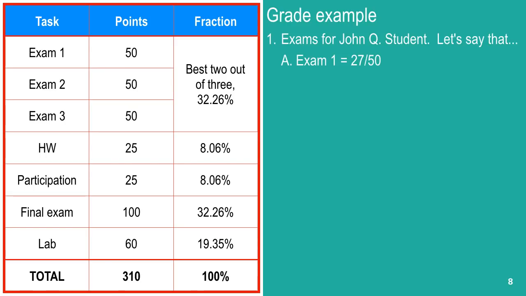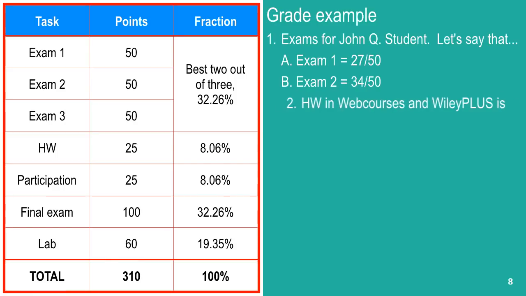Student gets 27 out of 50. God bless America. And exam 2, ooh, he's starting to blaze. He's got 34 out of 50. And I know there's some students in here that dipped upwards for exam 2. That's good. All right, so let's say that those are his two.